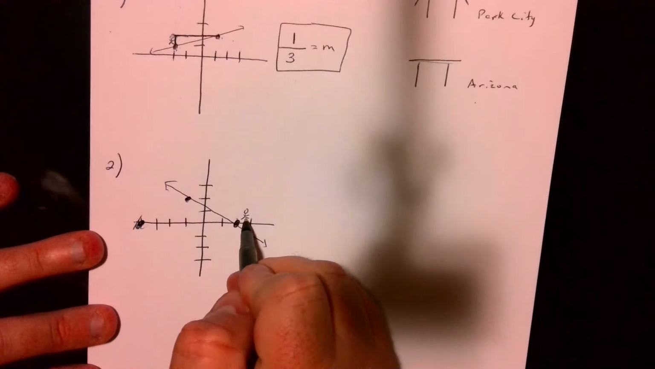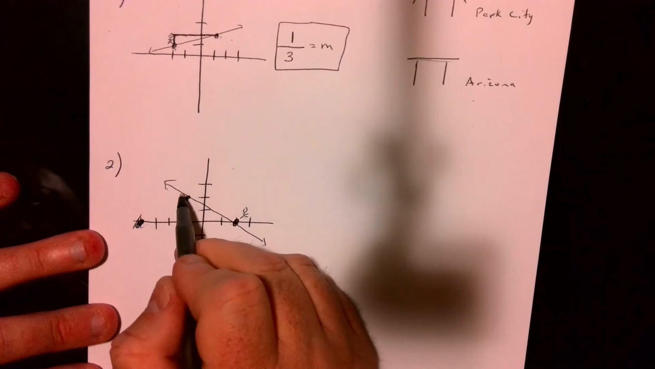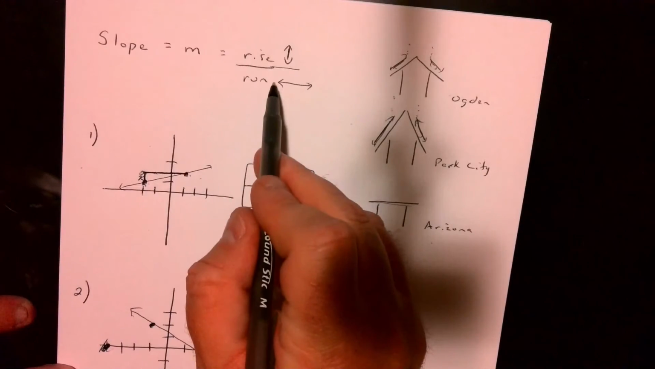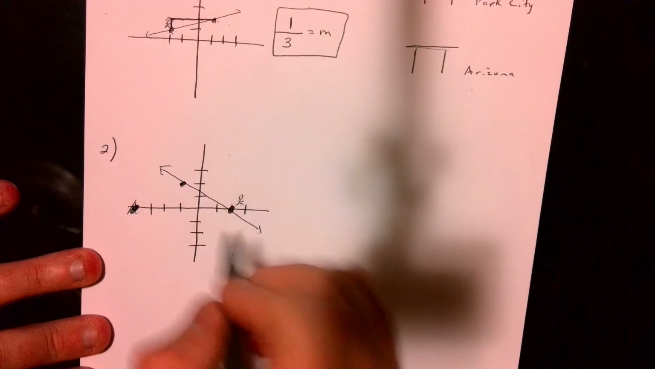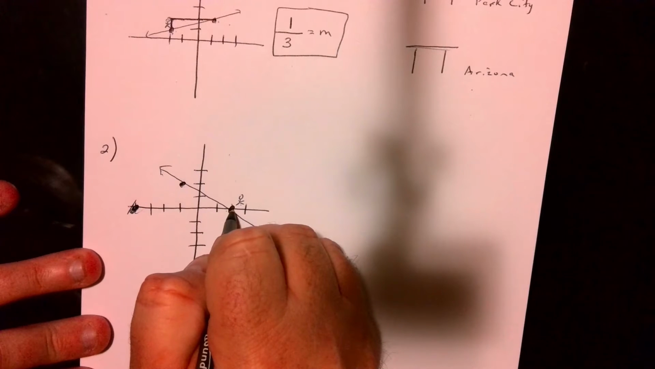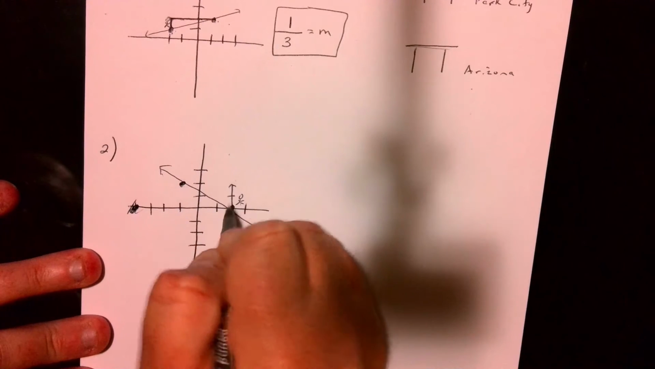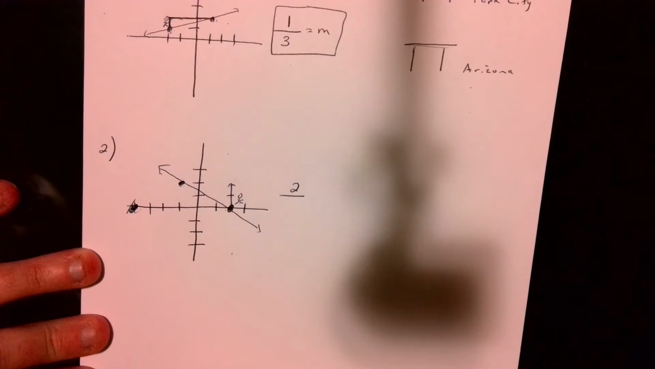Here's my little guy. So my guy's either got to go up or he's got to go down to get to the other point. Once again we said that rise is our top number. So my guy has to go up to get to that point. How many times has he got to go up this time? Let's count him. He goes up once, twice, up 1, up 2. So he rises up 2, which going up is a positive, so positive 2.